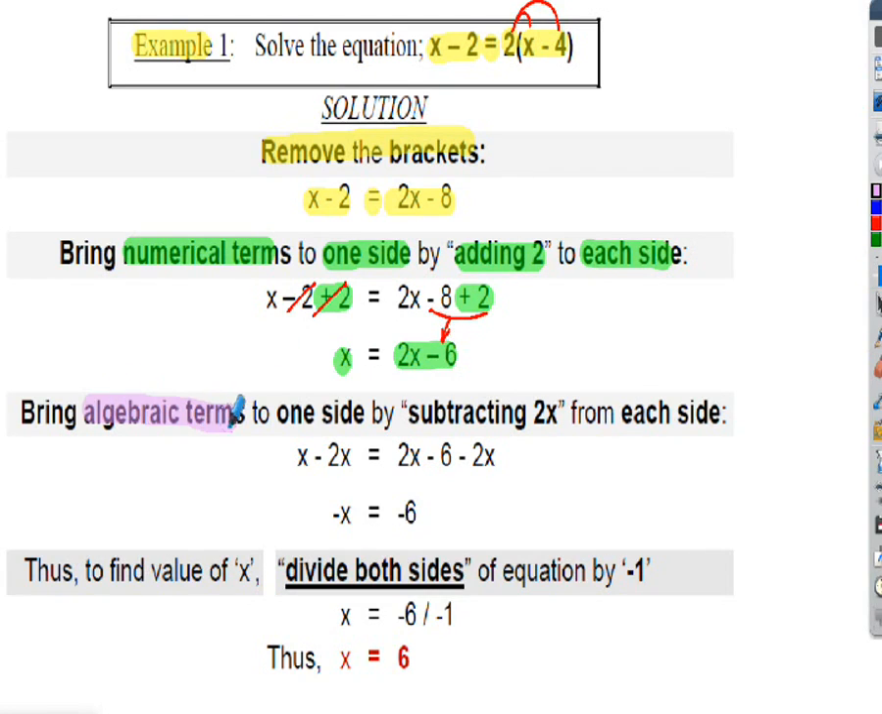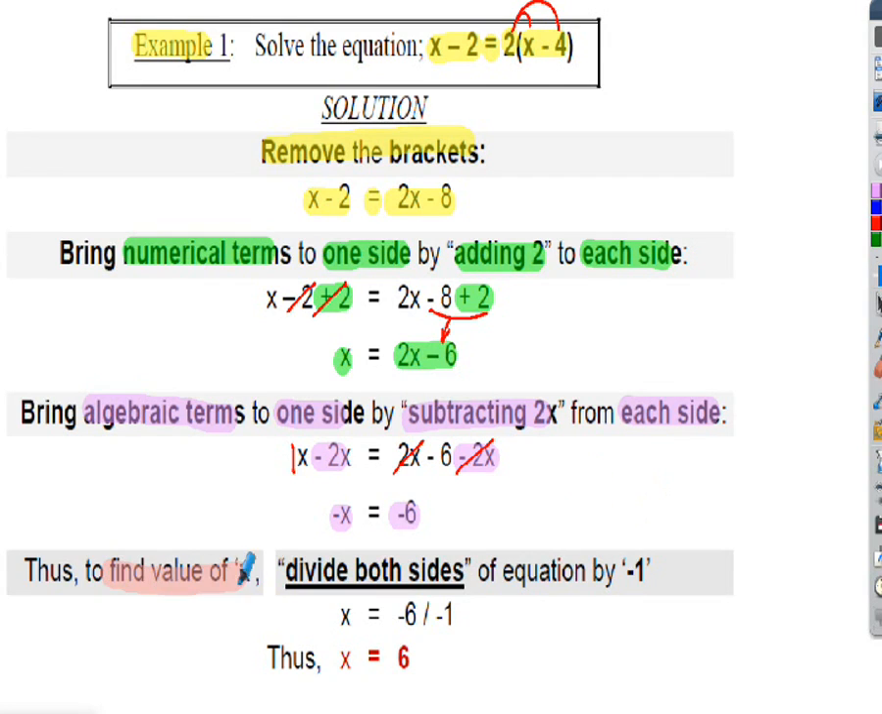Now I'll bring all the algebraic terms to one side of the equation by subtracting 2x from each side. Don't forget, what we do to one side we do to the other, so now I'm going to subtract 2x from the left hand side and subtract 2x on the right hand side. Obviously this 2x cancels with this negative 2x, and that leaves us with the equation of negative x on the left hand side is equal to a negative 6 on the right hand side. Don't forget, there's a 1 in front of the x we do not write, so that's 1x subtract 2x becomes negative 1x or negative x.